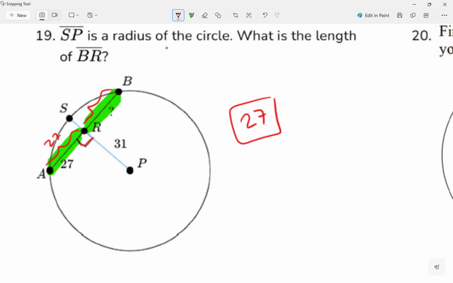Now, sometimes I'm just going to ask you for part of the chord. So I could ask you for BR. I could also ask you for the whole chord. I could say, how big is the segment AB? Well, in this case, it is the whole chord. That one should be the measurement of the segment AB, which in this case should be 54. But here I'm only asking for BR. But I could also ask you for the whole chord. Pretty cool, huh? Pretty simple.